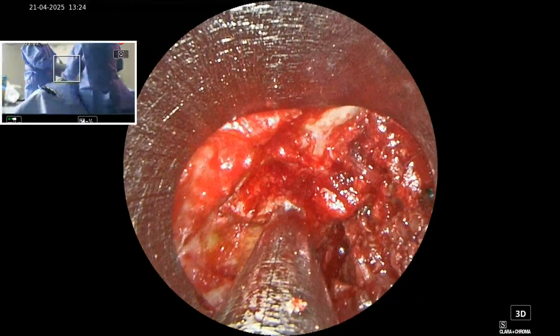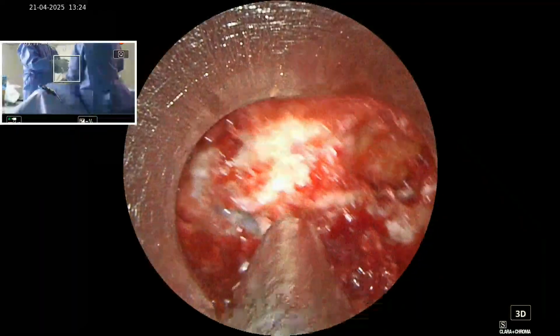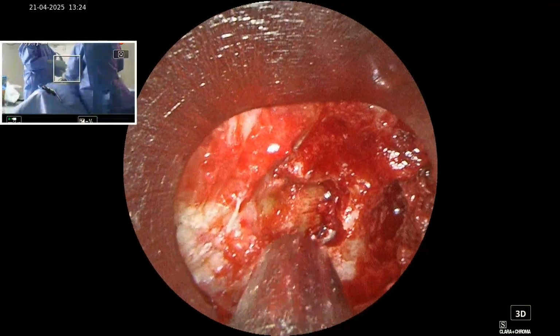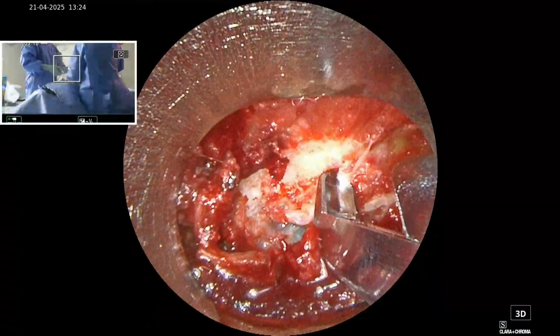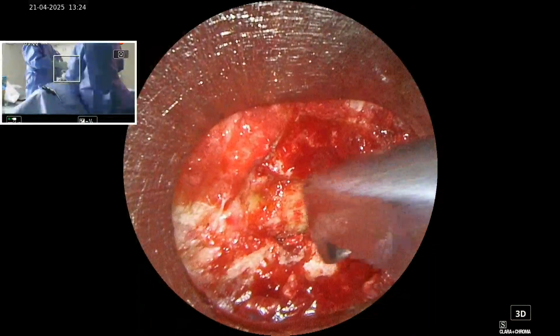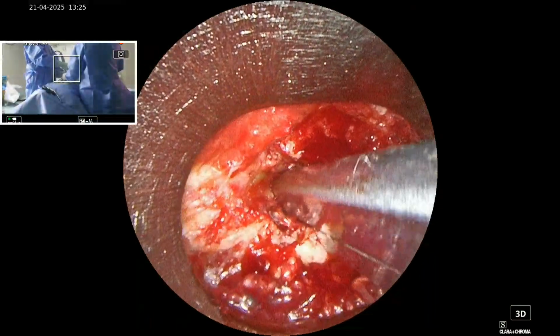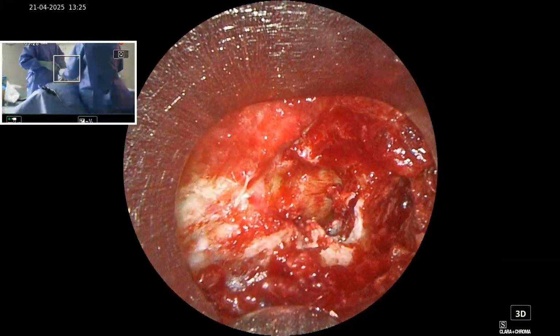In the L4-L5, this is the spinous process, this is the superior lamina, inferior lamina, facet, and this is the spinous process here. So midline, cranial, caudal, lateral. We are approaching from the right side. L3-L4 already done the job, bilateral decompression and discectomy.